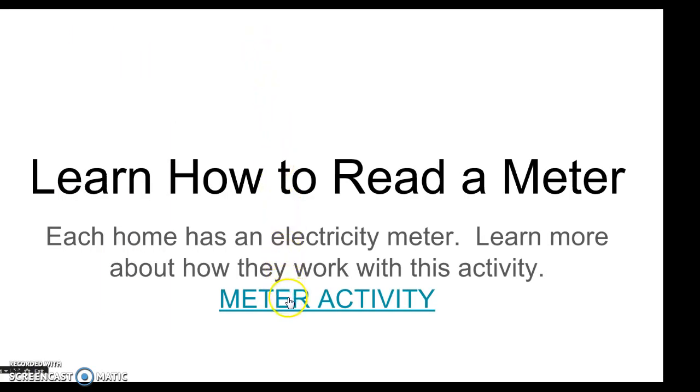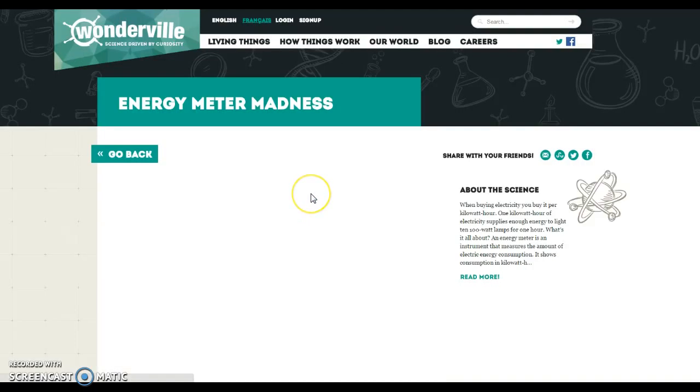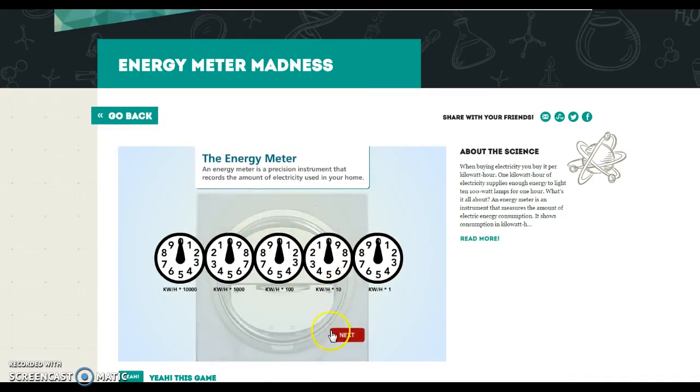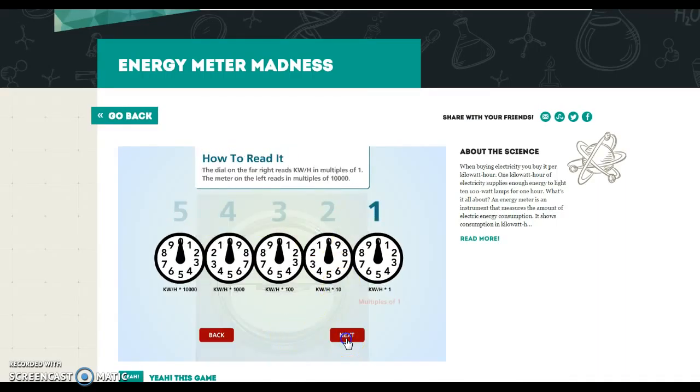Here's a game you're going to do where you're reading an electricity meter. Each of your homes has a meter, so you should learn how to read them. You click continue, and it takes you through a game where you make choices about energy, and you'll see the effects on your meter.